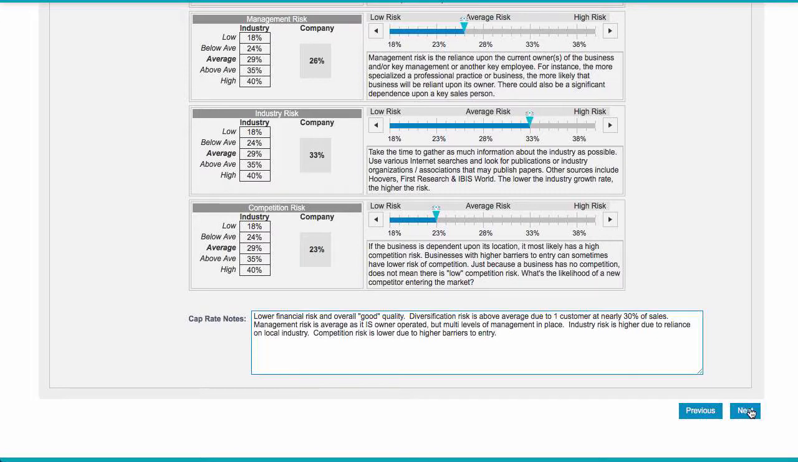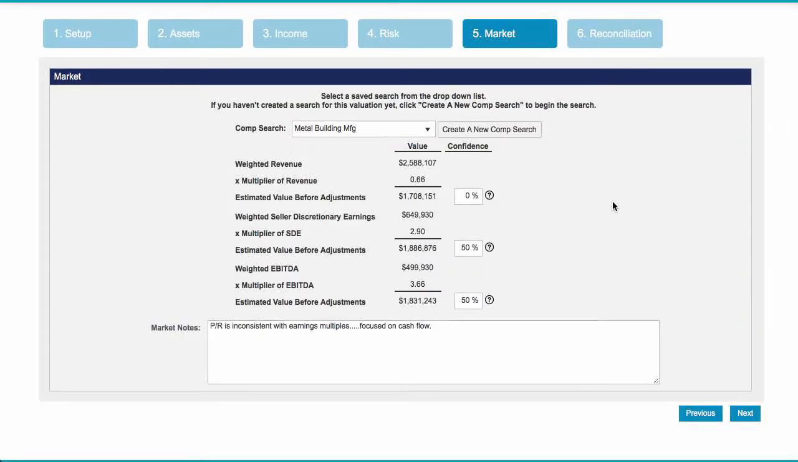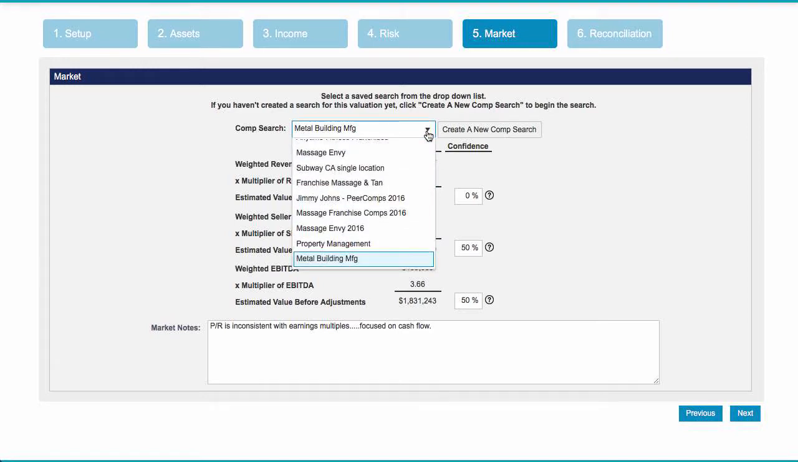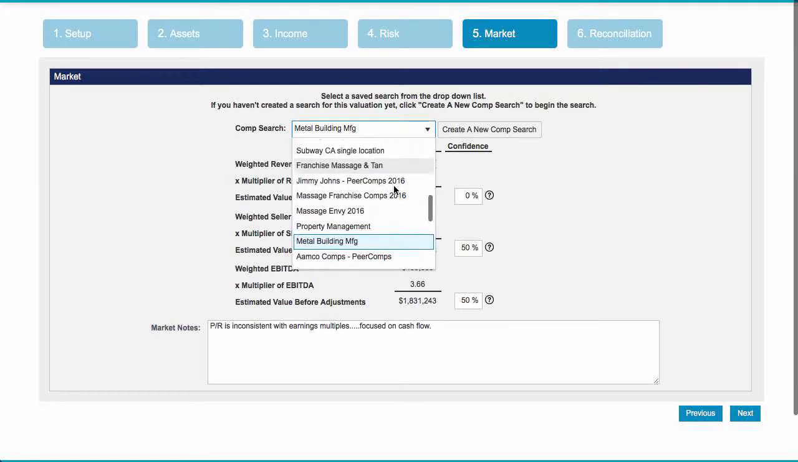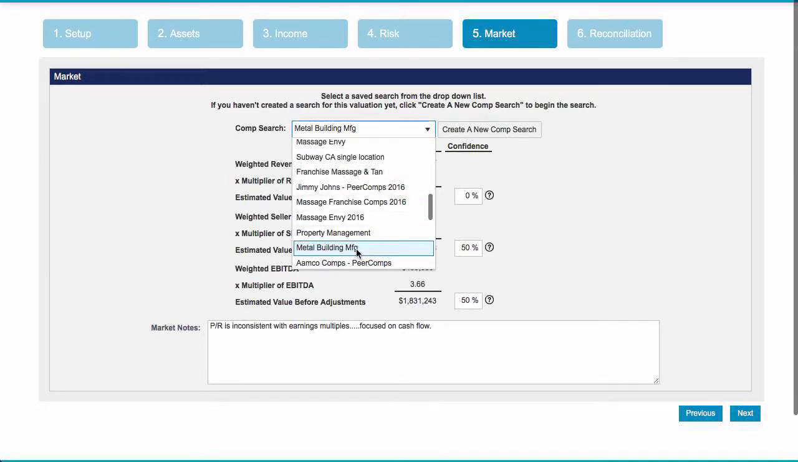So if we hit next, we're going to take us to step 5, which is our market approach. For some of you who have watched the other video about comp searches, you'll know exactly what to do here. In this case, I'm going to do a quick demonstration on how the comp search works. There are two different ways. One is if you've got comp searches created already, you can scroll through your dashboard and click on a specific comp search that you've already created. Or you can create a new comp search.